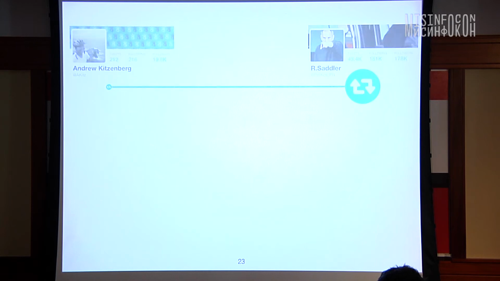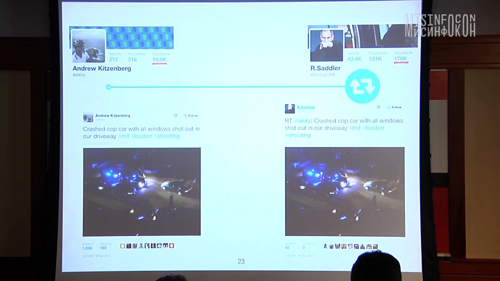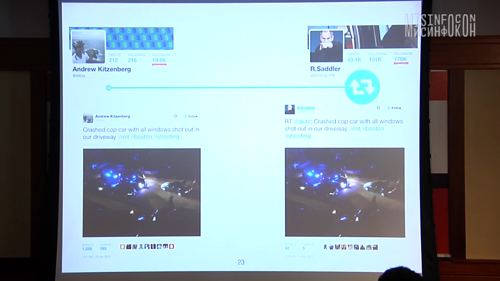And so here's an actual example from the Boston Marathon bombing. So the guy on the left has 19,000 followers. The guy on the right has about 10 times as many followers. So the person on the left was an eyewitness who was there when one of the shootings happened. He took a picture, and then it immediately got picked up by influential people. And that turned out to be a true rumor. But this is just an example of an upward diffusion in influence.